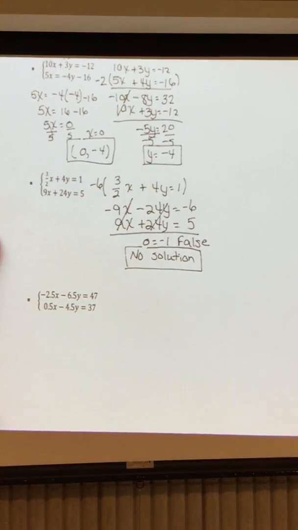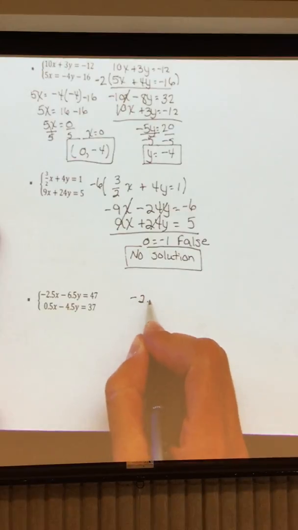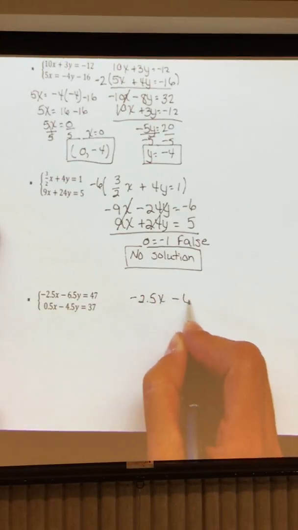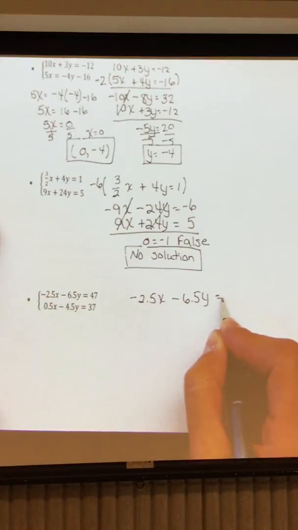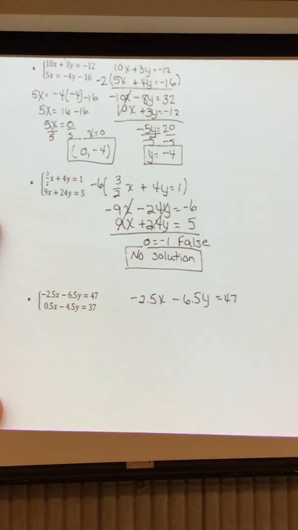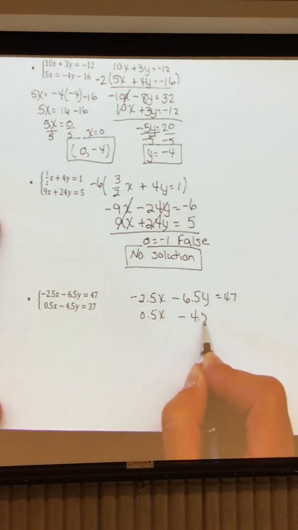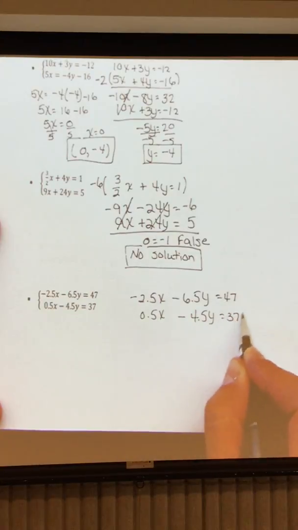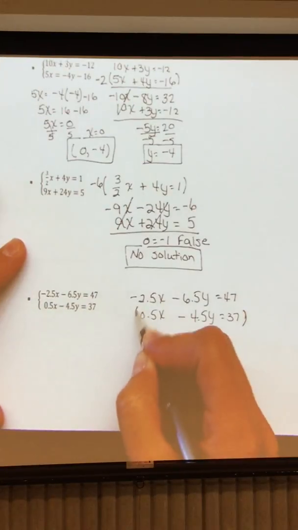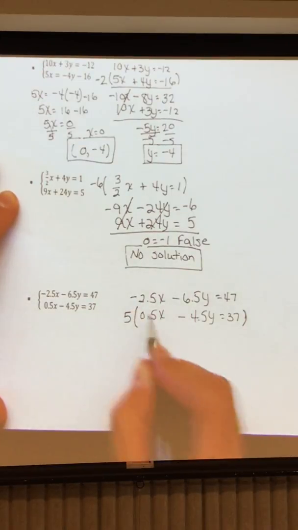And the last problem from number 1, we have decimals. So let us cancel the x's by multiplying the first equation by 5. So negative 2.5x minus 6.5y is equal to 47. So we have 0.5x minus 4.5y equals 37. So let's multiply the second equation by 5. That way we can cancel the x's.